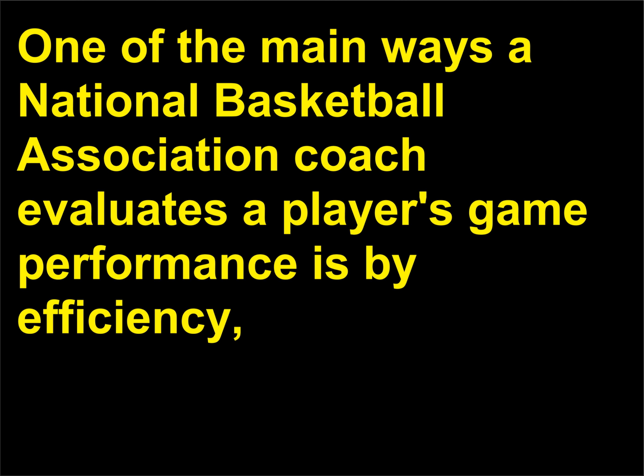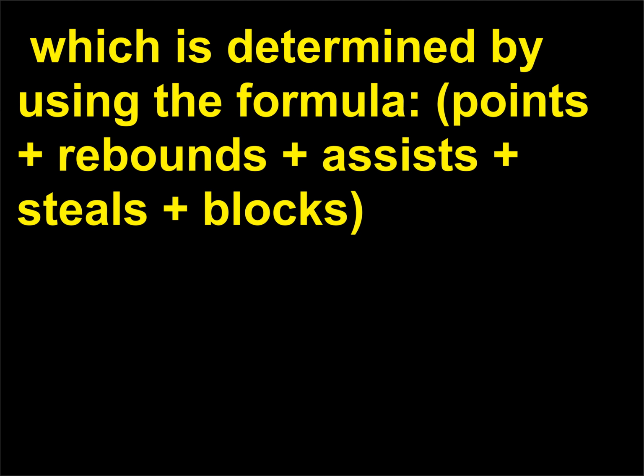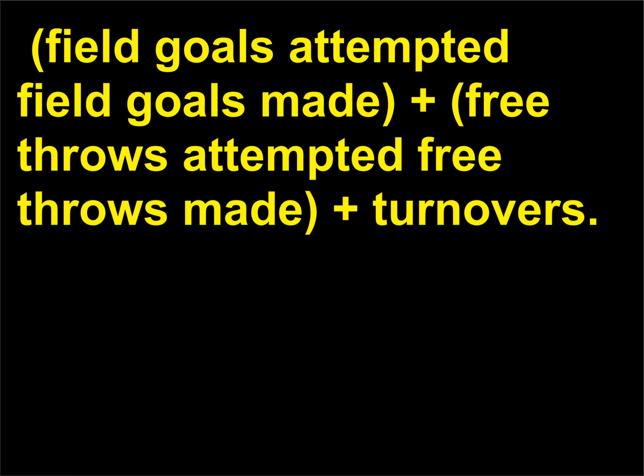One of the main ways a National Basketball Association coach evaluates a player's game performance is by efficiency, which is determined by using the formula: points plus rebounds plus assists plus steals plus blocks, minus field goals attempted, field goals made, plus free throws attempted, free throws made, plus turnovers.